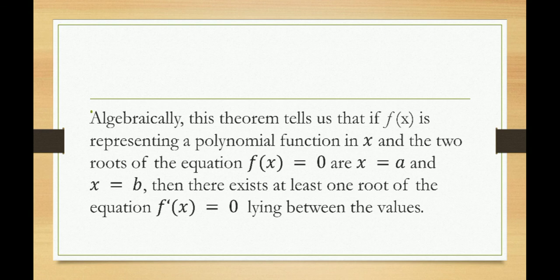Algebraically, this theorem tells us that if f(x) is a polynomial function in x, and the roots of the equation f(x) is equal to 0 are x is equal to a and x is equal to b, then there exists at least one root such that f'(x) is equal to 0 lying between the values.